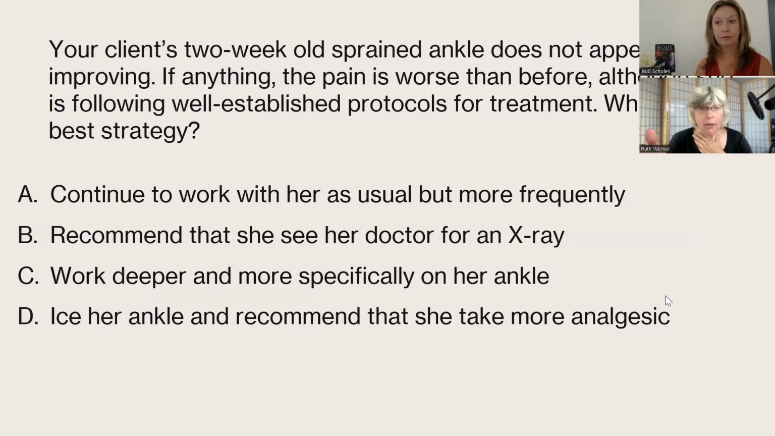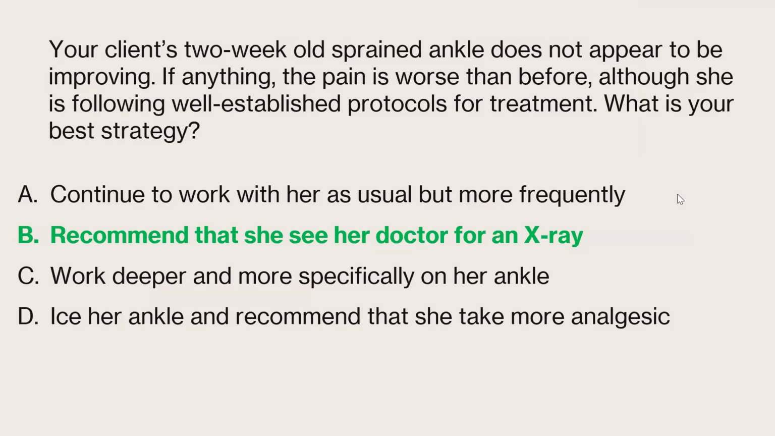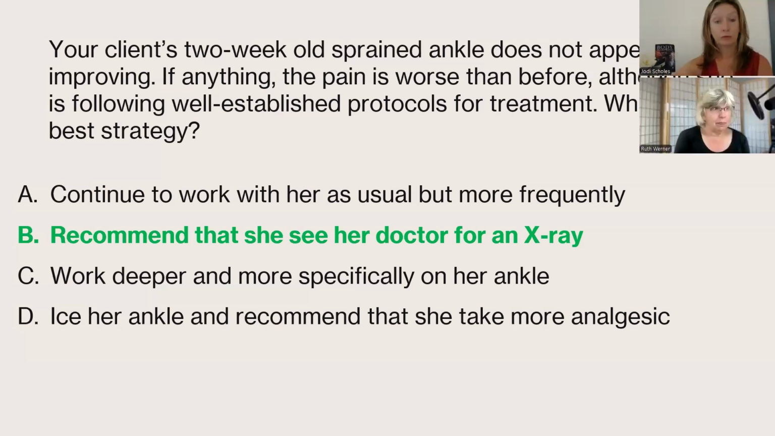I'm seeing a lot of B's come in. That is, in fact, the absolutely correct answer. Because one of the things that sprained ankles can hide is a bone fracture. And so a person can have a fractured tarsal or metatarsal, and we won't find that without an X-ray. So if you have someone who's got a sprain and it's not getting better and not getting better, they should probably have it evaluated.